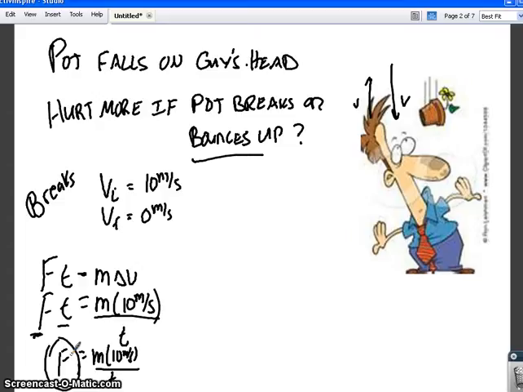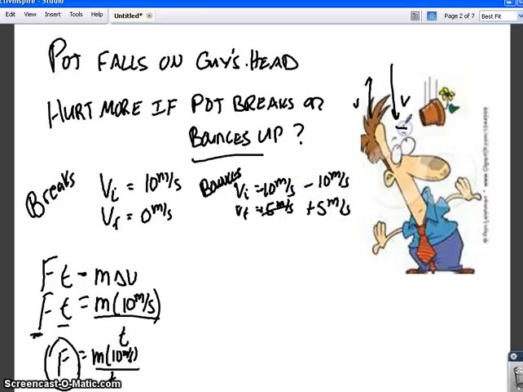So our next question is if it bounces up. Well, let's take a look at that. If it bounces, let's say it bounces with 5 meters a second. So the initial velocity is 10, and the final velocity is 5. Notice we now have an up and down situation here. So I'm going to call down negative and up positive. It's moving down at negative 10, moving up at positive 5.